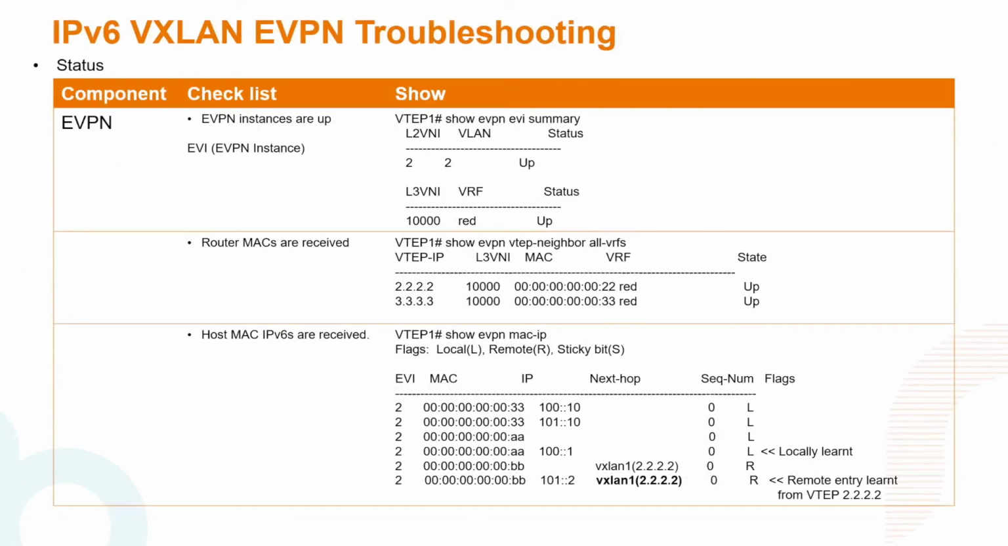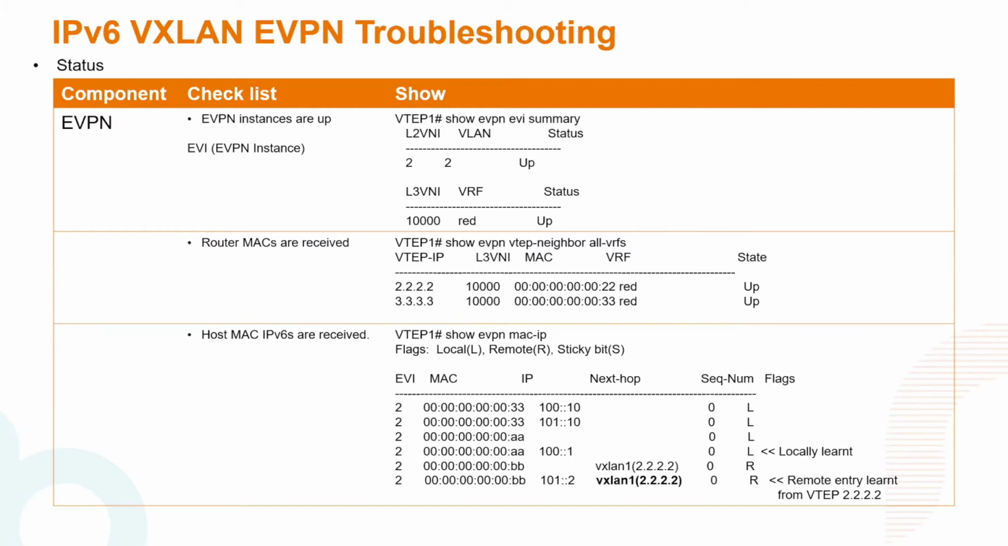Coming to the EVPN status, if there are any configuration mistakes, then this instance may not show up. It shows a relevant error status here. So you can verify with show evpn evi summary. And the router MAC received, which is used for the internal header for the VXLAN packets for a particular VTEP, can be shown with show evpn vtep-neighbor all-vrfs. And the host MAC and IPv6 in the EVPN table can be checked via the command show evpn mac-ip, where you see 101::2 is a remotely learned entry pointing to a VXLAN VTEP.